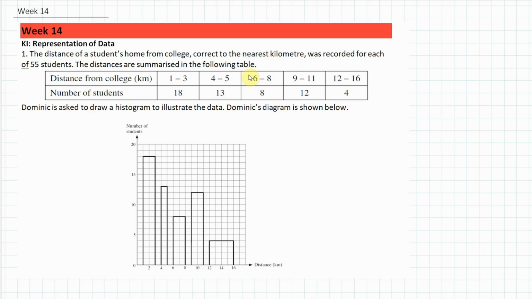The first question we have today is a representation of data question. There are all exam questions actually today. The distance of a student's home from college, correct to the nearest kilometre, was recorded for each of 55 students, and we've got this table here.